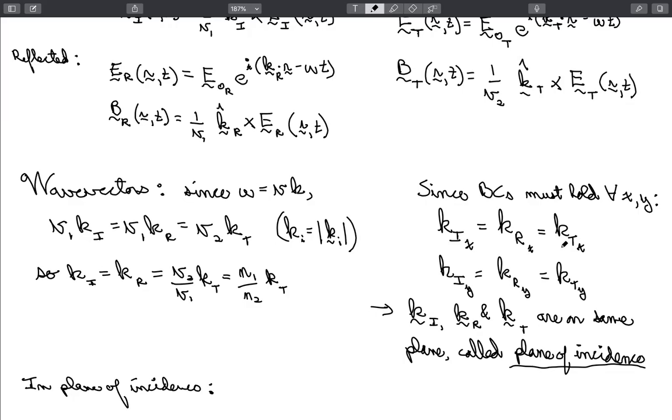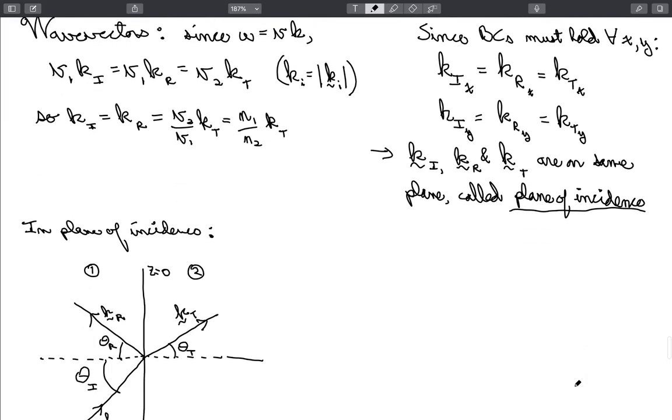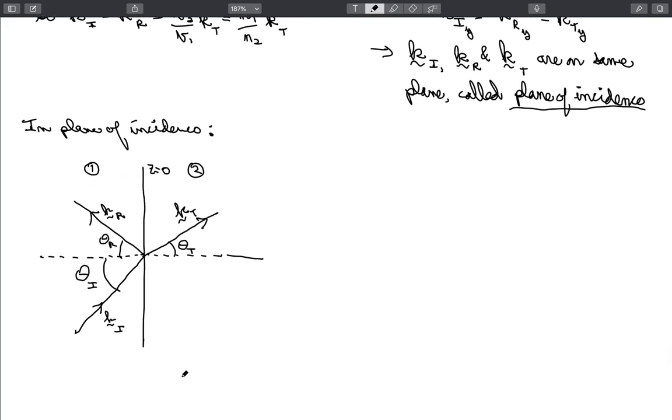And that has a very, very strong consequence, because it means that indeed these incident, reflected, and transmitted wave vectors are on the same plane, this two-dimensional slice of three-dimensional space, which we call the plane of incidence. So when we draw the situation like this, this is now our surface. The transmitted wave is here, the incident wave is here, but now these three rays are in the same plane.